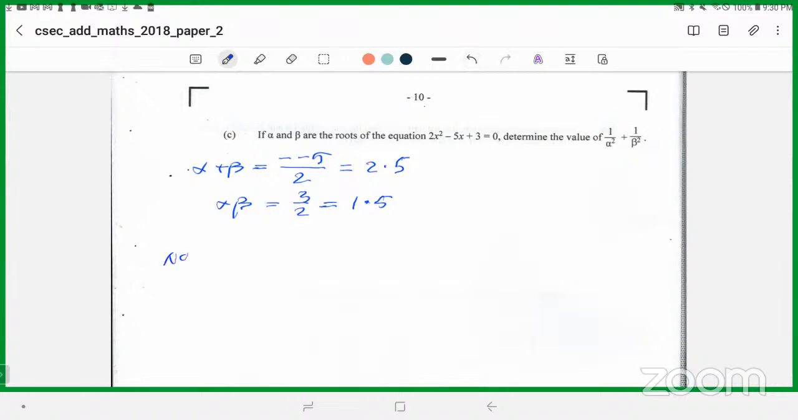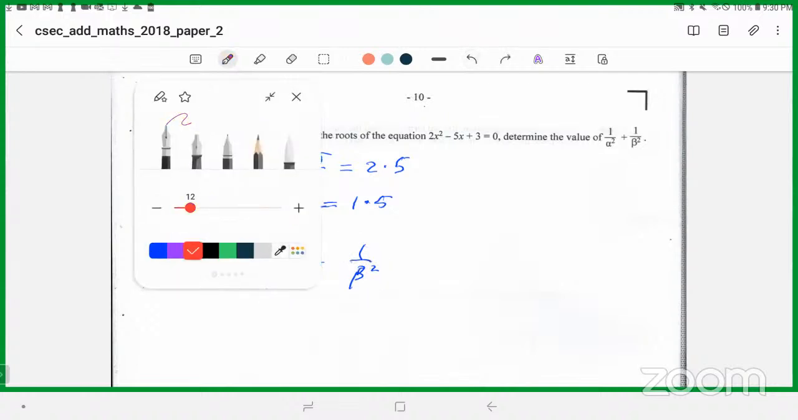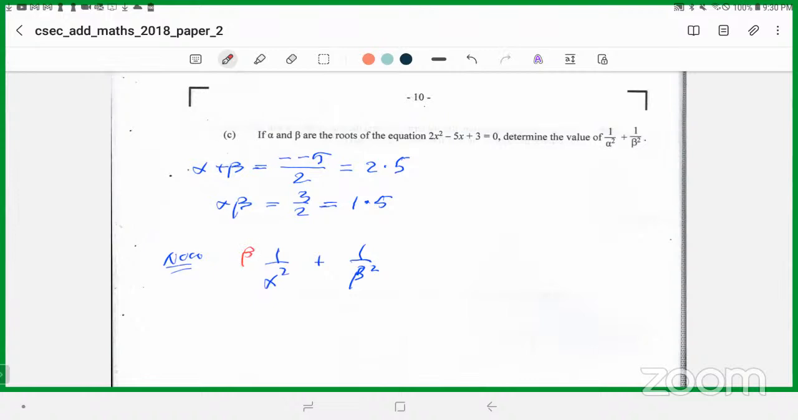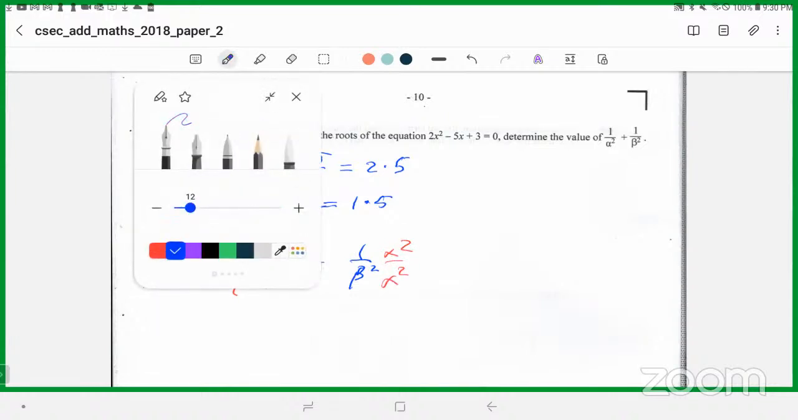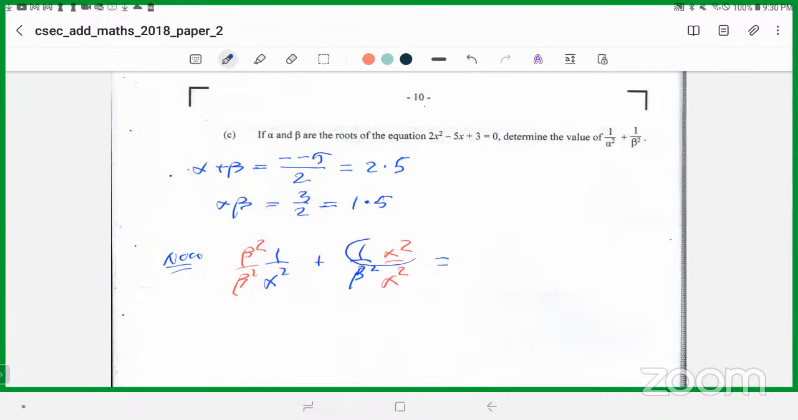So we can say now, 1 over alpha squared plus 1 over beta squared. The first thing again is that I want to make it one fraction. So I'm going to do the classic thing of multiplying this one by beta squared over beta squared, and this one by alpha squared over alpha squared. And so the two denominators become the same. The numerator becomes alpha squared plus beta squared, over the denominator, alpha squared beta squared.